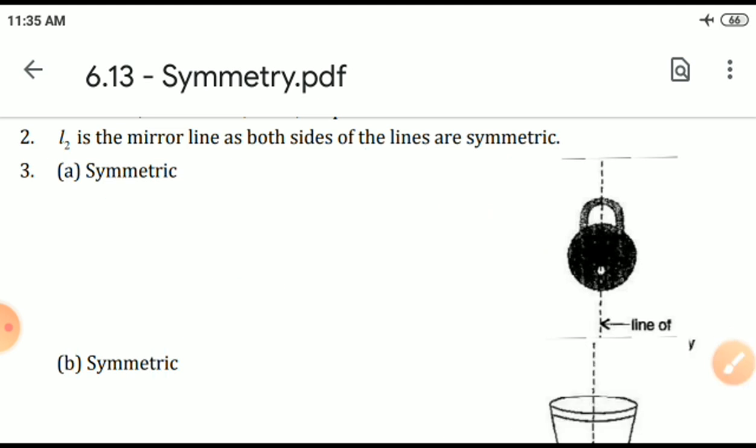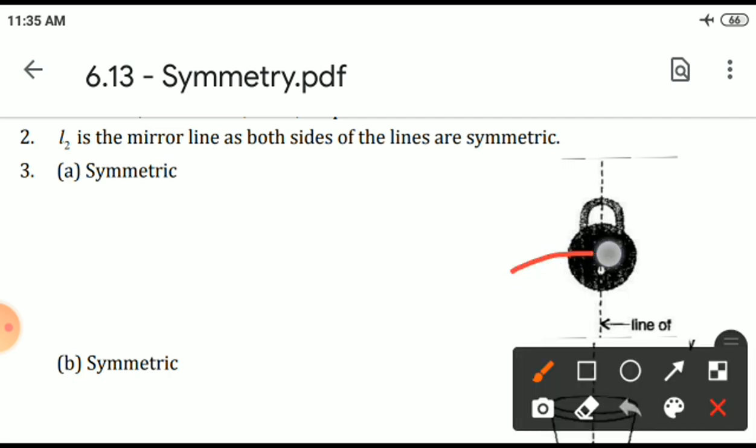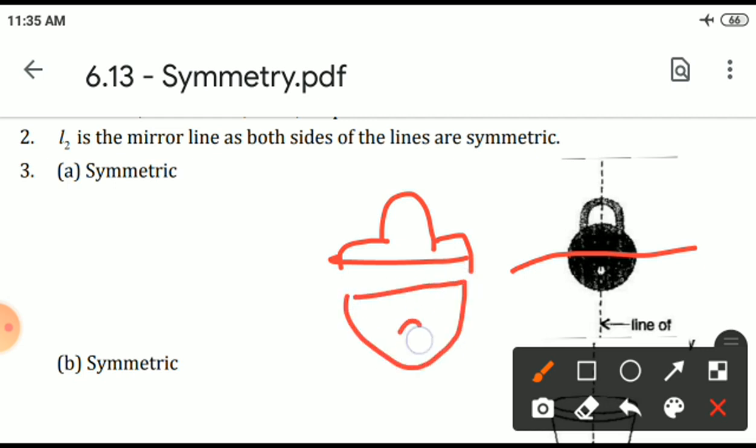Look at the log. Everyone knows this log. Horizontal is not possible. Vertical is possible. This is the horizontal. Is it possible? No. Because on the top side you will get it like this only, and on the downside you will get it like this. Are this part and this part equal? No. These are not equal parts. That's why this is not a line of symmetry.